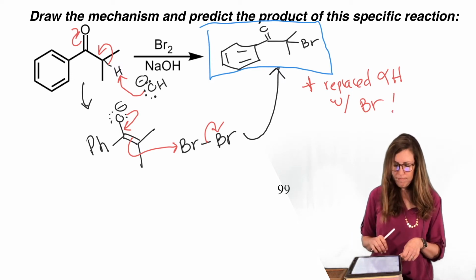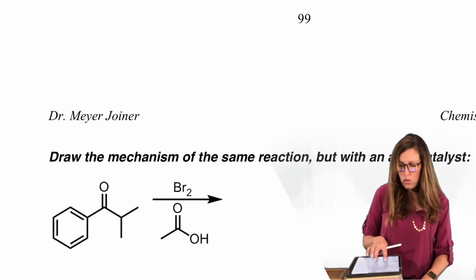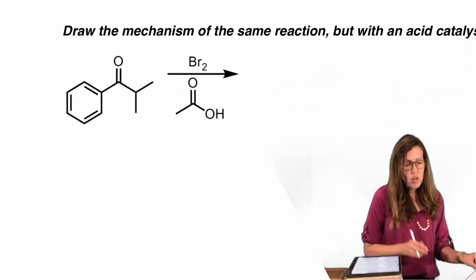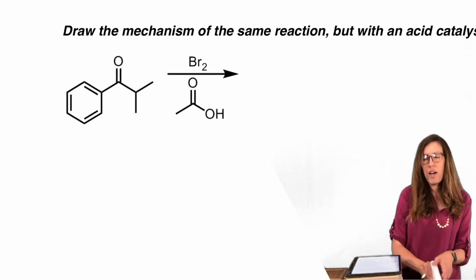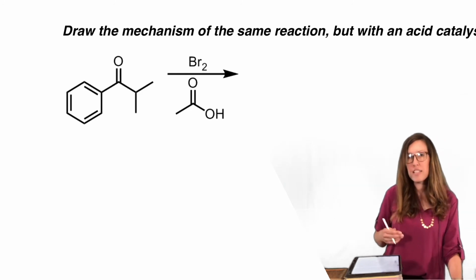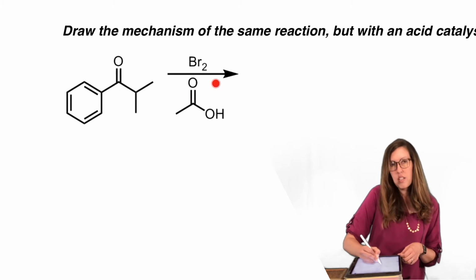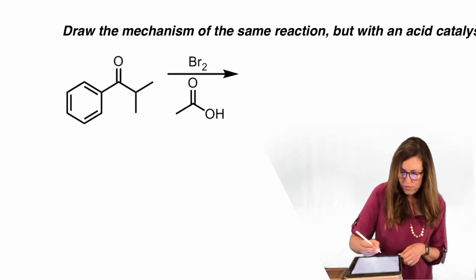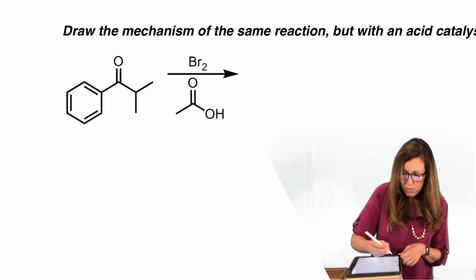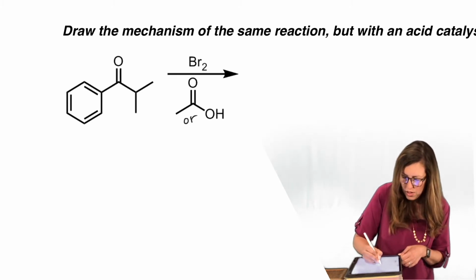Okay. Now, remember it said it could be done with acid or base. So how does that happen with an acid? And the acid is often, specifically this acid. What is this acid? Acetic acid. It can also just be written as aqueous acid, or H3O+.